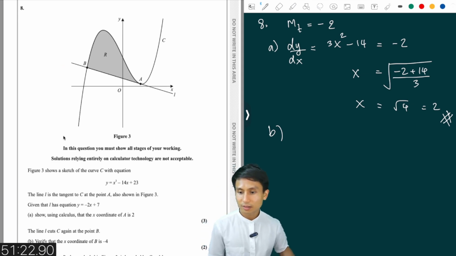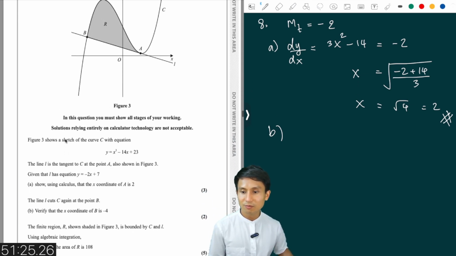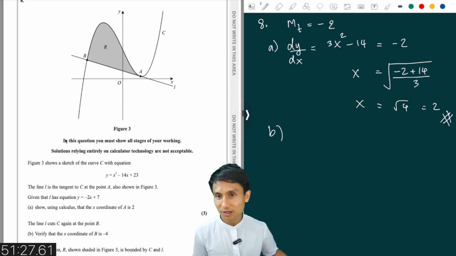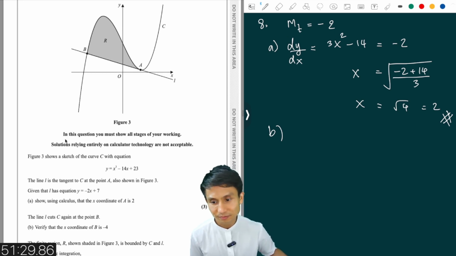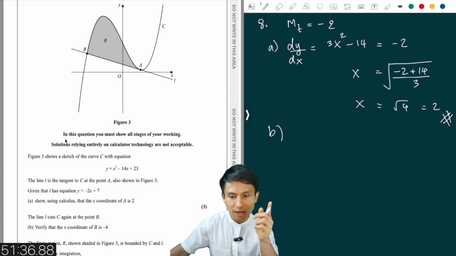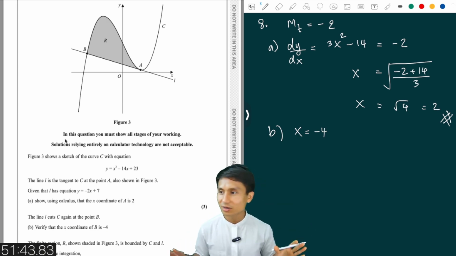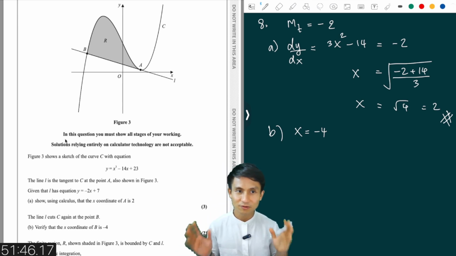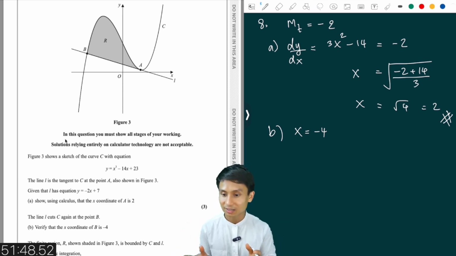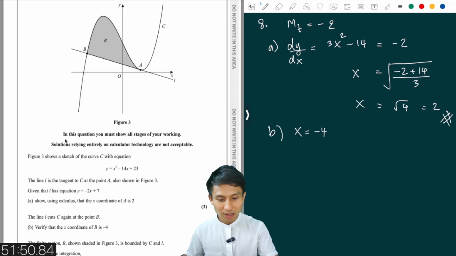Part B. The line L cuts C again at point B. Verify that x-coordinate of B is minus 4. Verify? Verify, right? Well, to verify, we need to sub x equals minus 4 into the two functions. Yeah, so this is not determine or show. It's to verify. Verify means you inspect if it makes sense. So we're going to put minus 4 into the curve equation there.